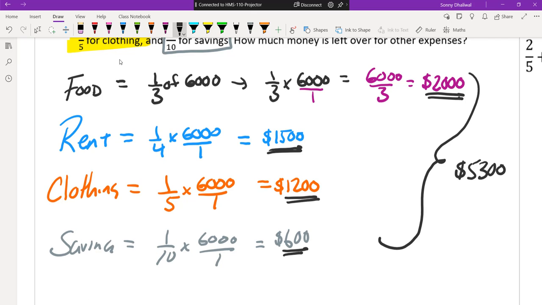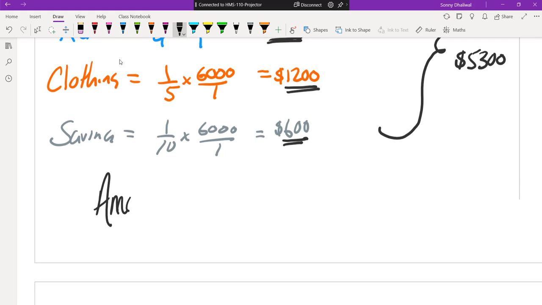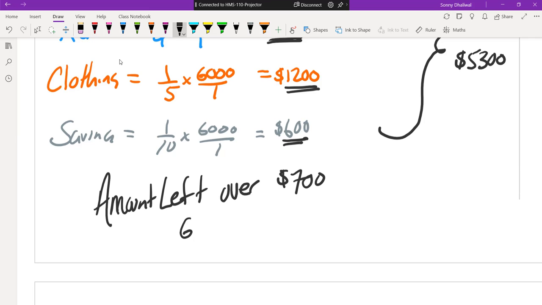So how much money do they have left over at the end of the month? $700. So the amount left over is $700. And how did we calculate that? Well, we had $6,000 and we spent $5,300. What's left over? $700. Okay.